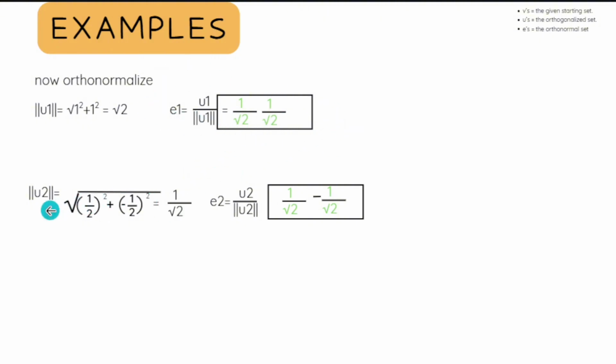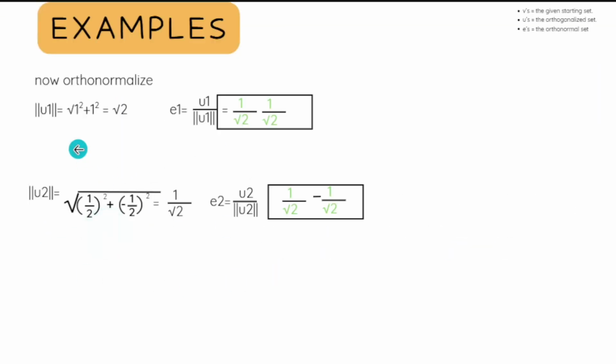For the next part, for the U2, first, we'll get the norm of U2. To get this, you need the square root of 1 half raised to 2 plus negative 1 half raised to 2, equivalent to 1 over the square root of 2. Now, for the orthonormal set, we're going to divide the orthogonalized set by the norm of U2. So, equivalent will be 1 over square root of 2 and negative 1 over square root of 2.